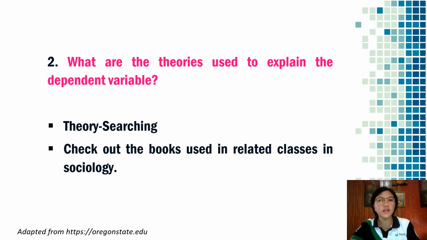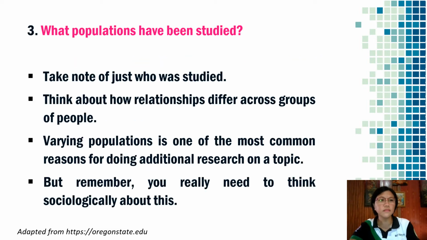Second, what are the theories used to explain the dependent variable? Here, we are going to search for more theories regarding the research topic. We have to check out the books used in related classes in sociology and other related sources.